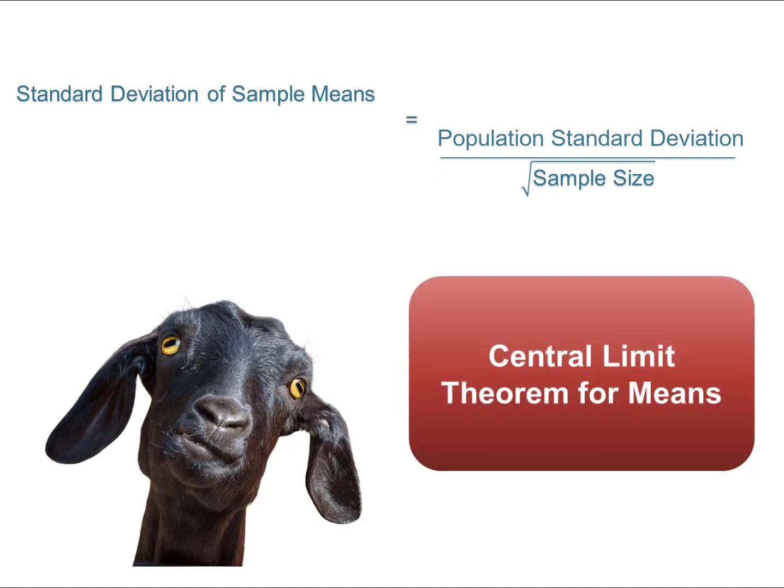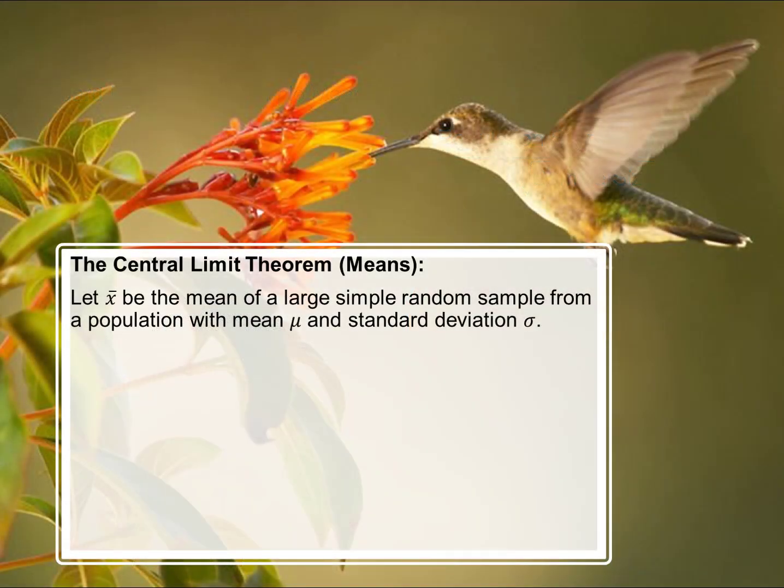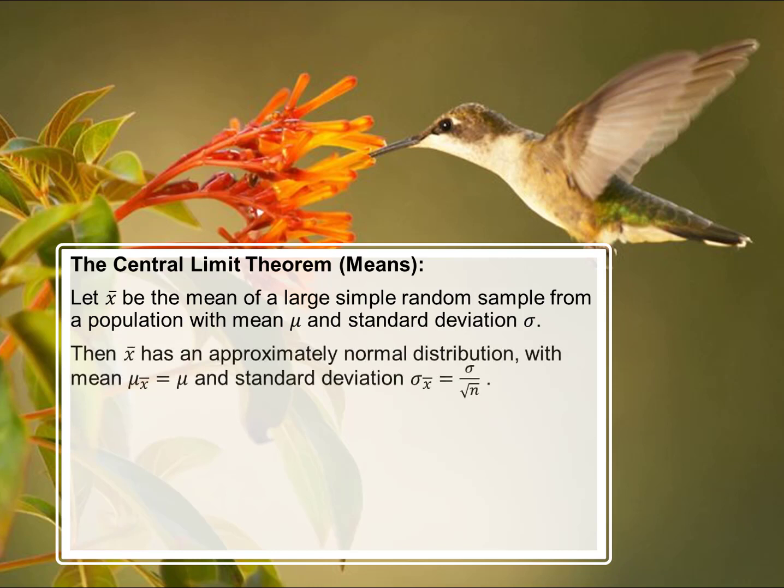It's called the central limit theorem for means. The central limit theorem for means states that if we have a sample mean, x bar, from a large, simple random sample from a population whose mean is mu and whose standard deviation is sigma, then x bar has an approximately normal distribution, with mean mu sub x bar equals mu and standard deviation sigma sub x bar equals sigma over the square root of n.